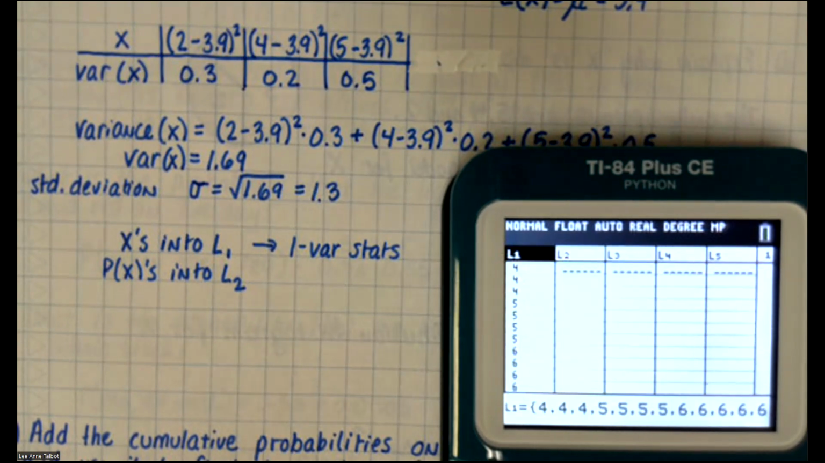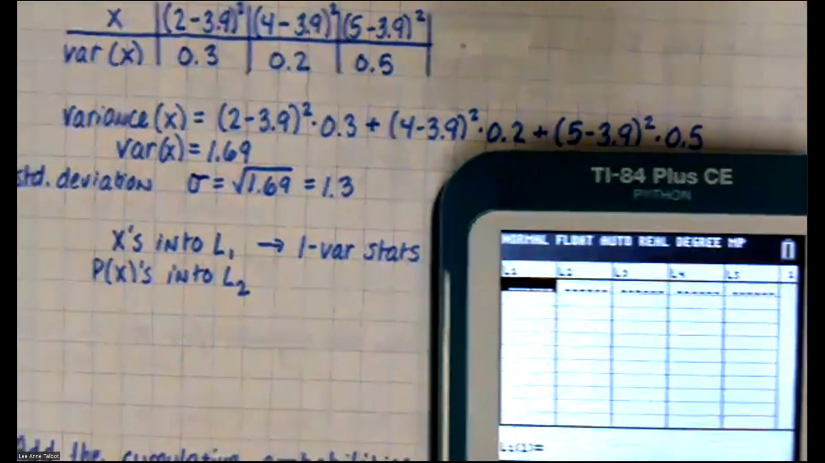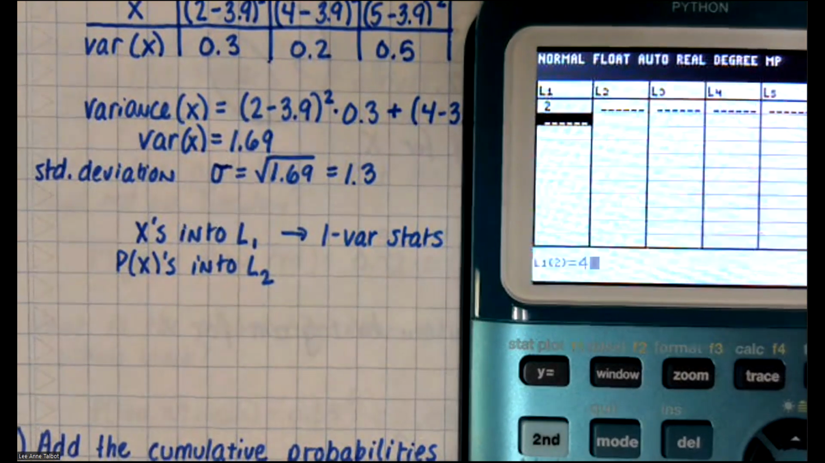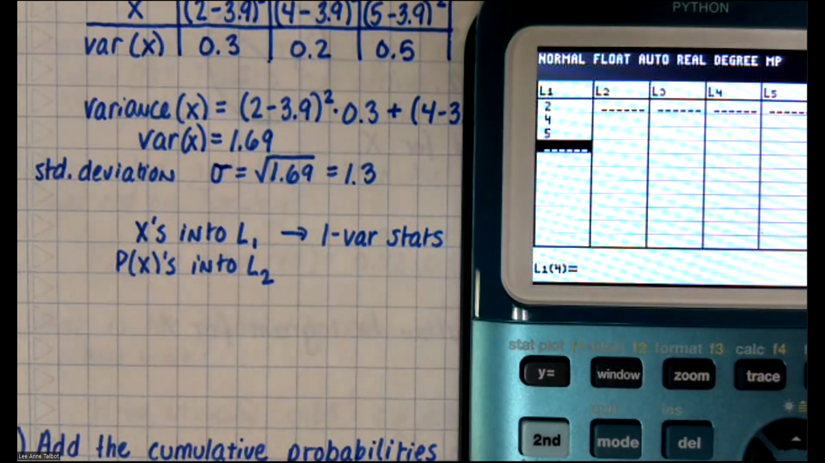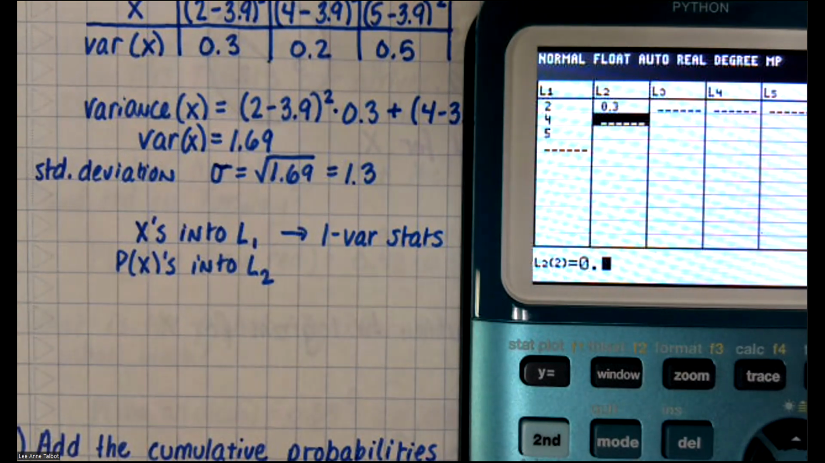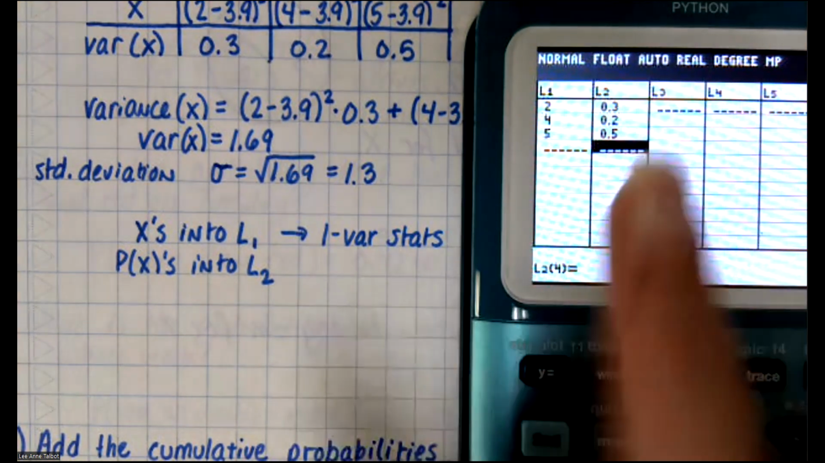Go to your lists, clear them out. Okay, and then put 2, 4, and 5 in L1. Those are the possible outcomes from the spinner. And 2 was 0.3, 4 was 0.2, and 5 was 0.5. That's just my very original little table I made. Put the X's into L1, probabilities into L2.